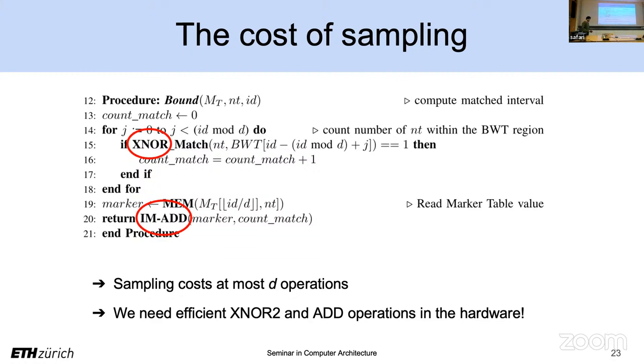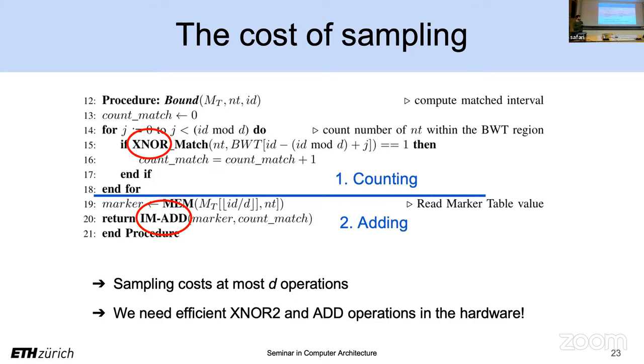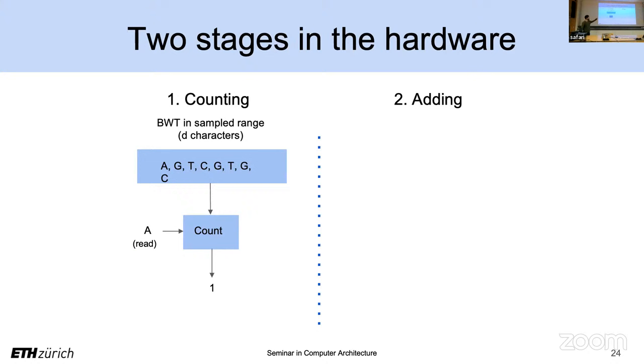And to move to the hardware slowly, we should also notice that this pseudocode or this method has two phases, basically. The first one is counting. We count the matches with the BWT, as I said before. And the second one is adding this counting value to the one we still have in the sample marker table. Okay, so in the hardware, it can look like this. And this is also off, but yeah, that's life.